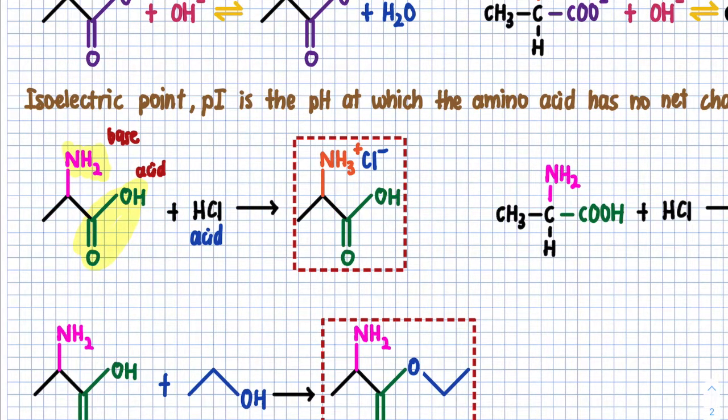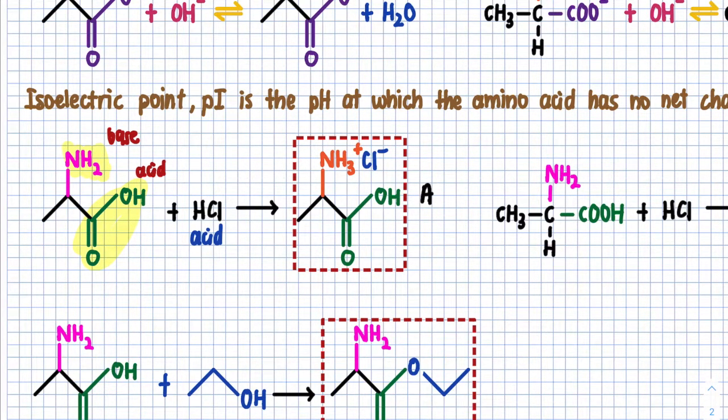Okay, but what happened to NH2? Okay, base ni, it will accept hydrogen. So, bila dia accept hydrogen, so NH2 ni dia akan jadi NH3+. So, when dia dah dapat lagi NH3+, so what we have ada Cl- lagi ni kan? So, we have to draw lah Cl- next to it. So, this is the answer for yang A lah.